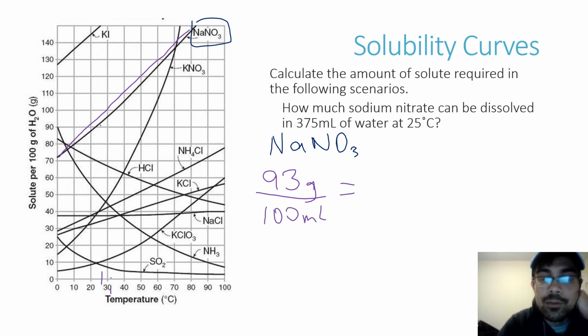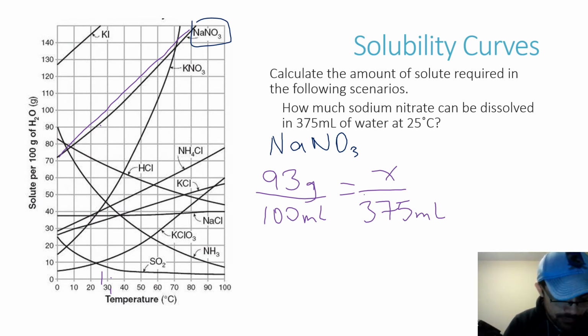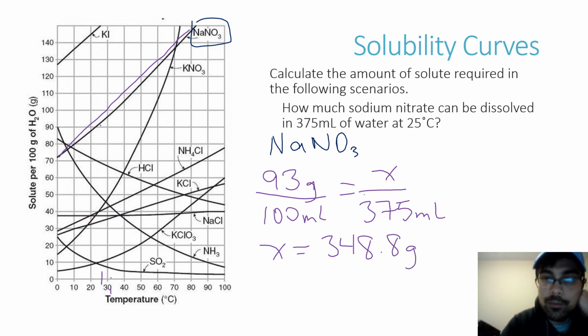And so we want to make a 375 ml solution. In this case, again, there's a ratio, solve for x. I calculated it earlier: 348.8 grams of NaNO3 is required to saturate 375 milliliters at 25 degrees Celsius, slightly over room temperature again.